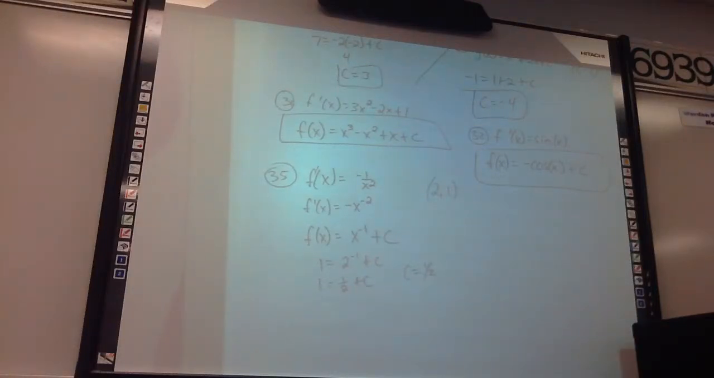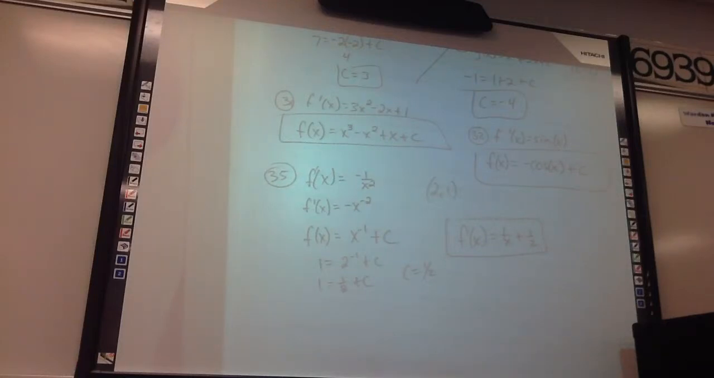And I noticed a lot of you didn't write the answer. Your answer is not C equals 1/2 circled. It's f of x equals 1 over x plus 1/2. If we put y, do we have to put f of x or can you put y? Same difference. And you can put x to the negative 1 power also.